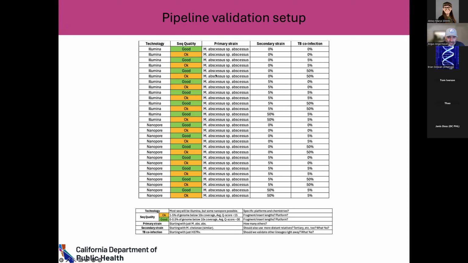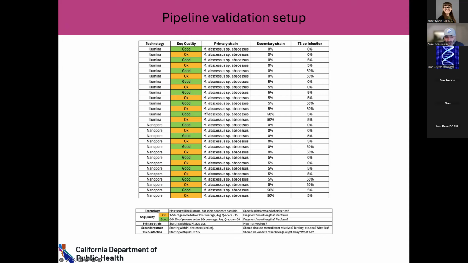And then if I include a second strain, which at the moment I've just chosen one specific strain, M. chelonae, which is the most closely related to M. abscessus that's outside of the complex. And then you want to vary the relative abundances of that strain, and then consider if we're doing a TB co-infection, varying the relative abundance of that.